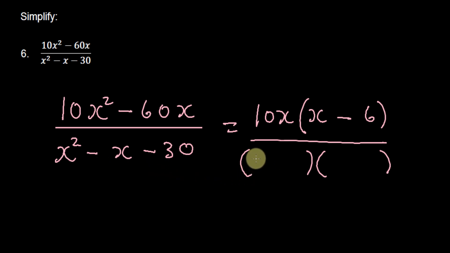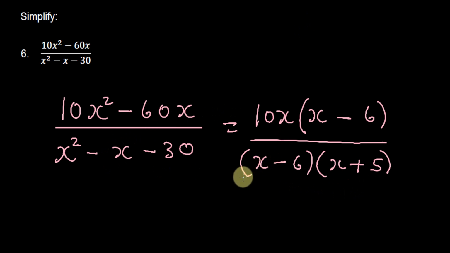But the factors here will be x and x. X times x is x squared, and then 6 times 5 will give us 30. We need a middle term of negative x, so we'll have negative 6 and positive 5. Let's do a check. X times x is x squared. Negative 6 times positive 5 is negative 30. Then we have negative 6x plus 5x will give us negative 1x.